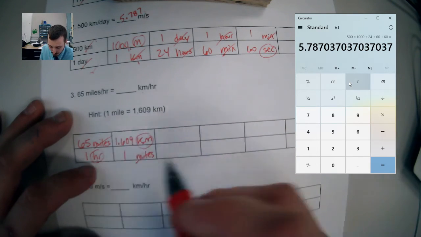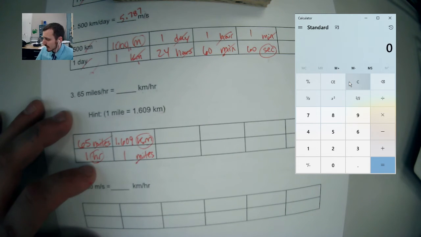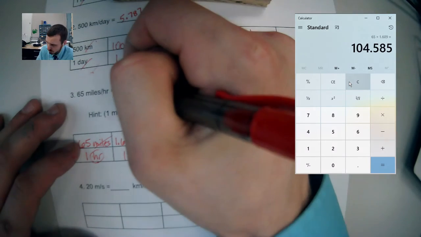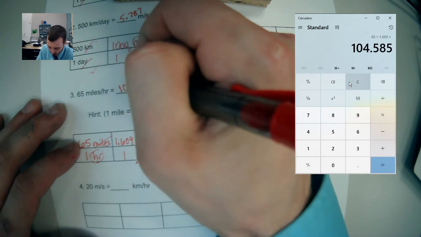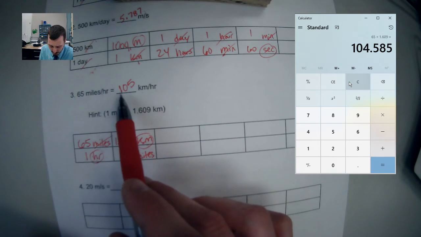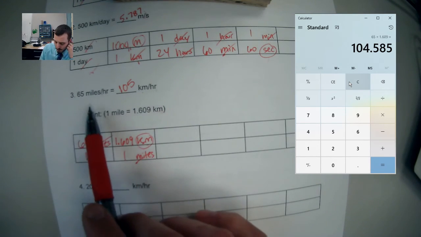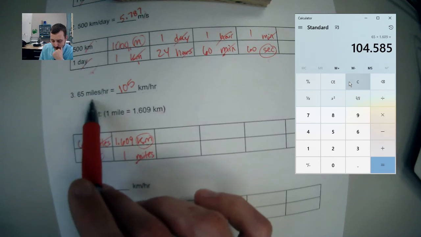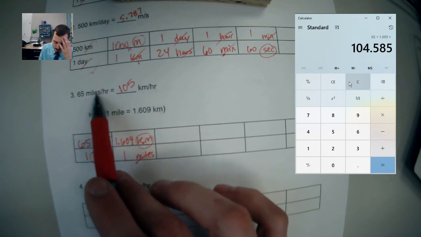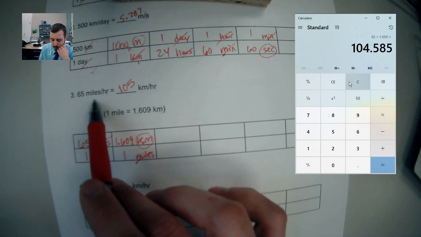So that's helpful. Miles would cancel out, and we're left with kilometers on the top and hours on the bottom, so kilometers per hour. And if we go ahead and type that in, we got 65 times 1.609. We get an answer, and I'm going to round this up to 105. So 105 kilometers per hour. And you can see why this might be important, because if you were to travel from the United States to Canada, we here in the United States use miles per hour. Canada uses kilometers per hour.